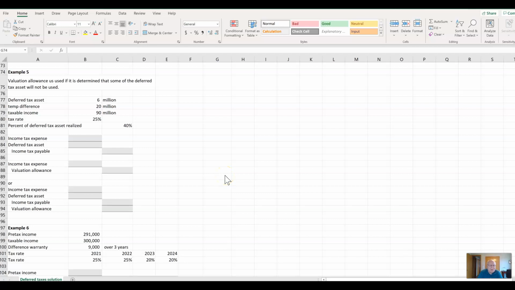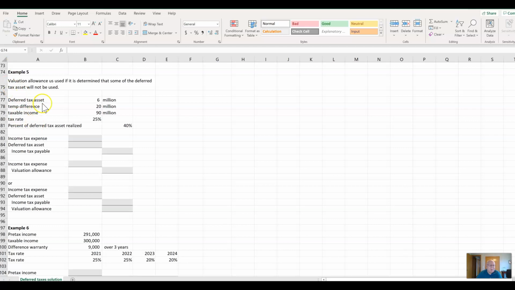I want to welcome you to the continuation of deferred taxes. On this one, we're going to cover valuation of a tax and the different tax rates, if you expect different tax rates to come about. The valuation allowance is used if it's determined that some of the deferred tax asset will not be used.